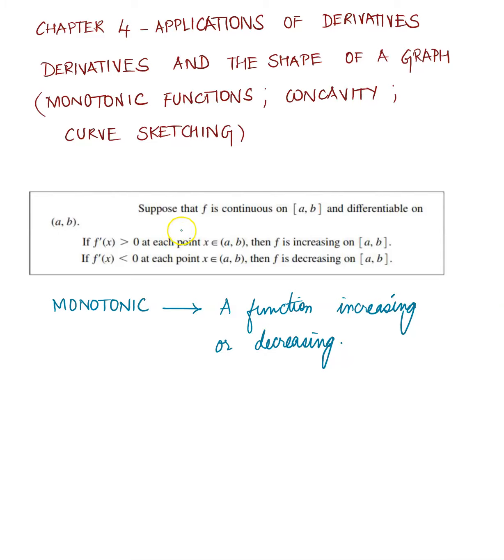So the definition above here says, suppose that f is continuous on AB and differentiable on interior of AB. That's the premise. If f prime of x, meaning the first derivative, is positive, greater than 0, at each point x that belongs to AB, then f is increasing on AB. If f prime of x is less than 0 at each point x in AB, then f is decreasing on AB.